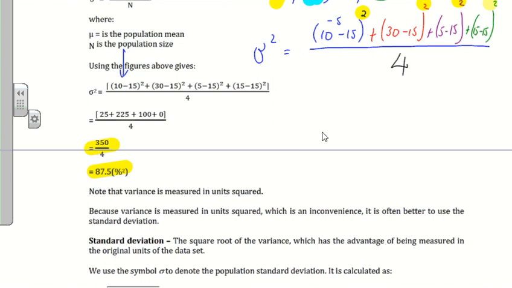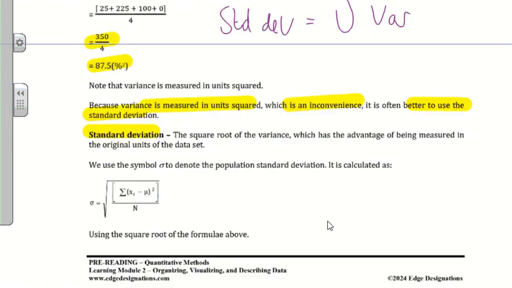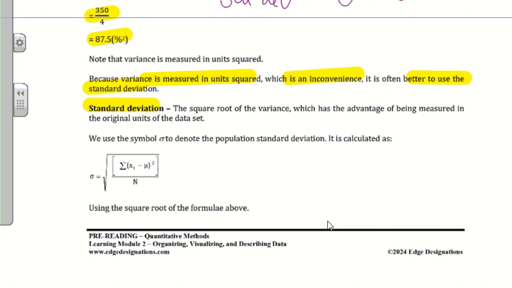Now, how do we move from variance to standard deviation? Variance is measured in units squared, not so convenient. To get a more standardized number, we use standard deviation. And the way, nice and simple, guys, to go from variance to standard deviation, all I do is I root the variance. So standard deviation is equal to the root of the variance. Everybody comfortable with that?